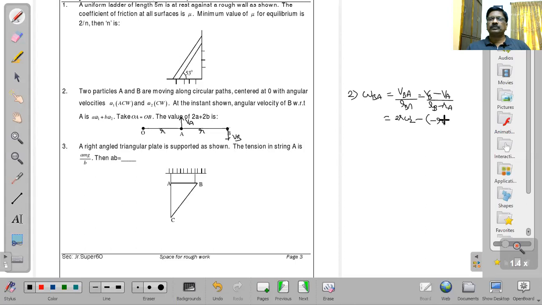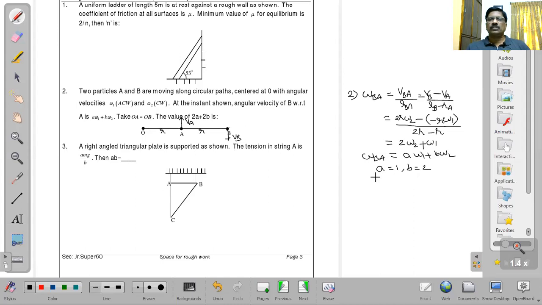So minus r into omega 1, whole by RB, which is 2r, minus RA, which is r. So when you cancel r, you will get 2 omega 2 plus omega 1. But it is given as angular velocity of B with respect to A, that is given in the problem as A omega 1 plus B omega 2. When you compare these two, we got A is equal to 1 and B is equal to 2.